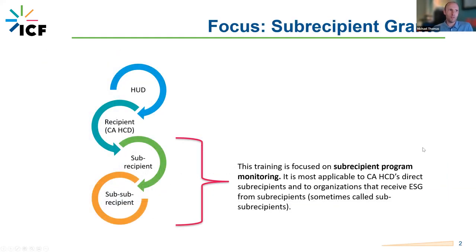So a quick note on where the focus area is. When we think about ESG funding, it comes from HUD, so they're at the top. And then you've got the primary recipient, which is, in this case, California HCD. This training is focused on the subrecipients below California HCD. So that's usually a local government, which is the subrecipient. And then anyone that they subgrant funds to would be sub-subrecipients. So those bottom 2 tiers that you see there, that is where our focus area is with this content.